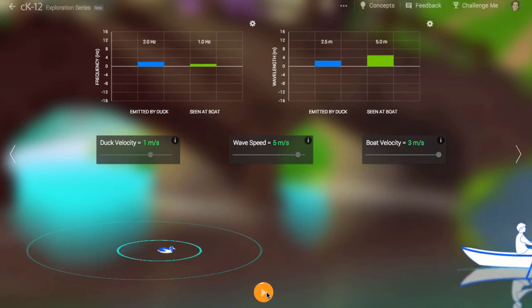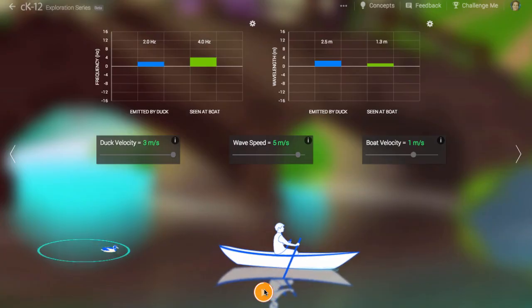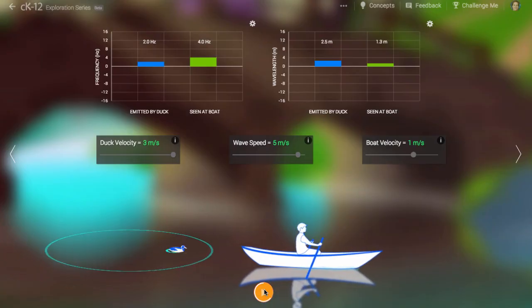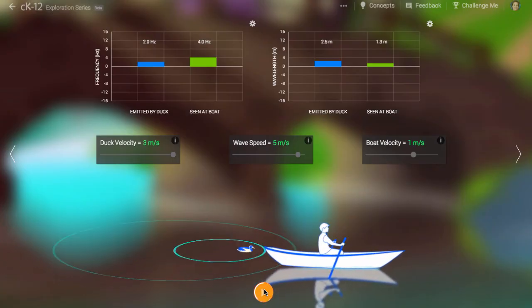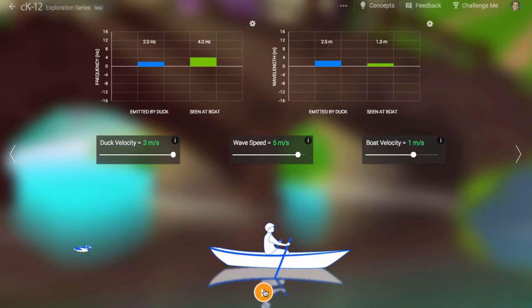The same phenomenon occurs not just in water waves, but also in sound waves and light waves. Imagine a car passing by your location. At first, the car sounds higher pitched, higher frequency, as it comes toward you. And then it sounds lower pitched as it moves away from you.